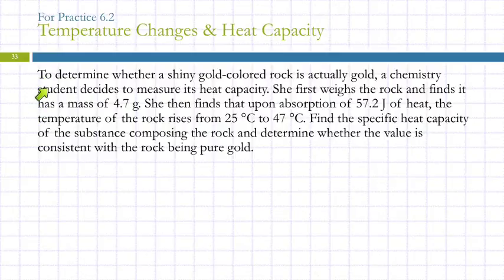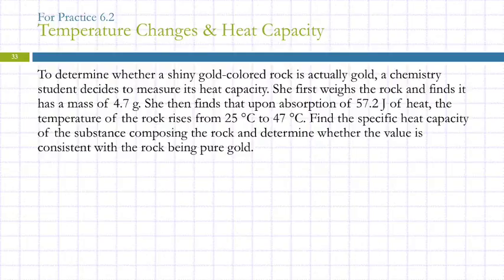So to determine whether a shiny gold-colored rock is actually gold, a chemistry student decides to measure its heat capacity. She weighs the rock, finds it has a mass of 4.7 grams, and then she finds that upon absorption of 57.2 joules of heat, the temperature of the rock rises from 25 degrees Celsius to 47 degrees Celsius. Find the specific heat capacity of the substance composing the rock and determine whether the value is consistent with the rock being pure gold.